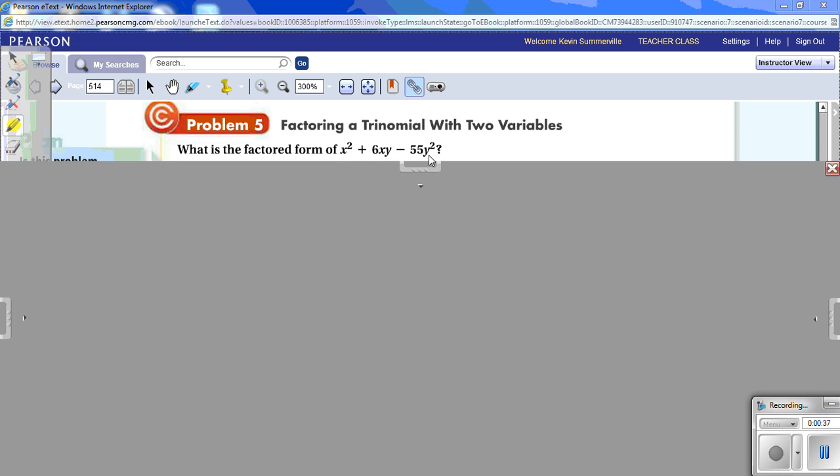So now we have a y squared in the back and an x squared in front and an xy in the middle. So how do we do this problem compared to the other ones? It's done exactly the same way.